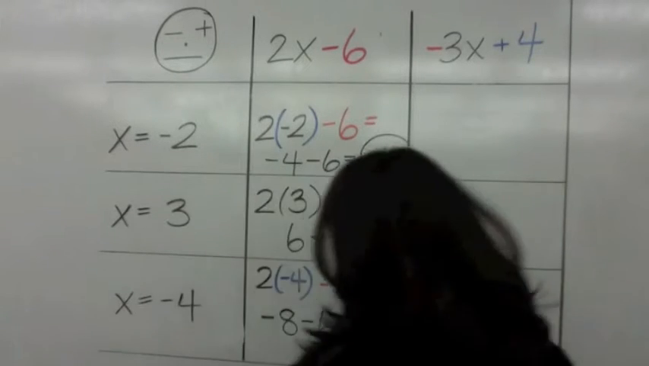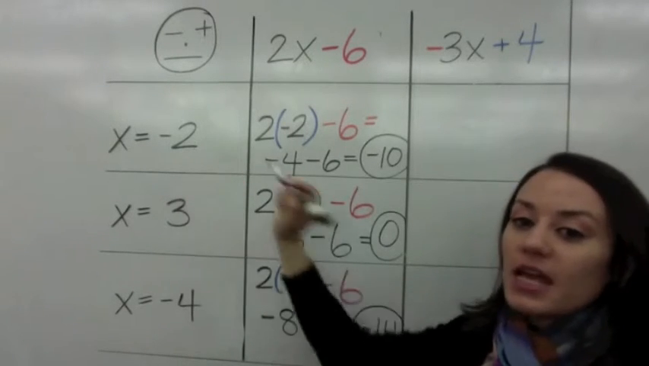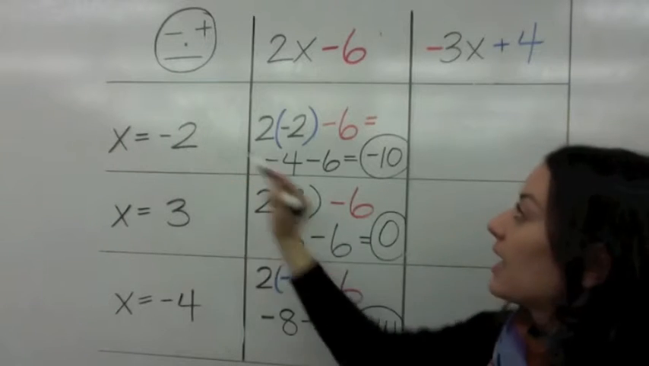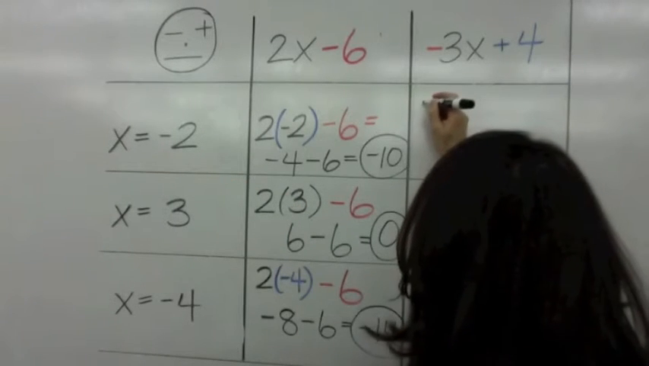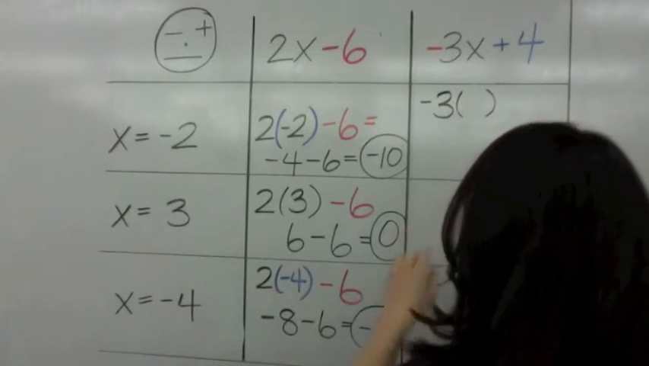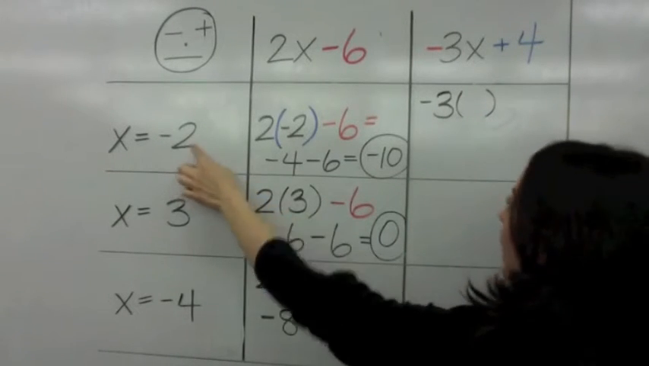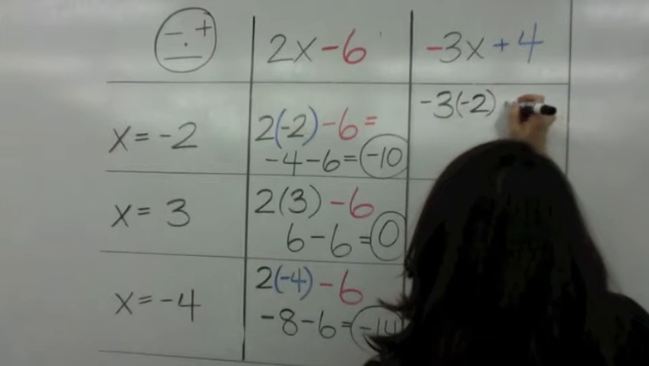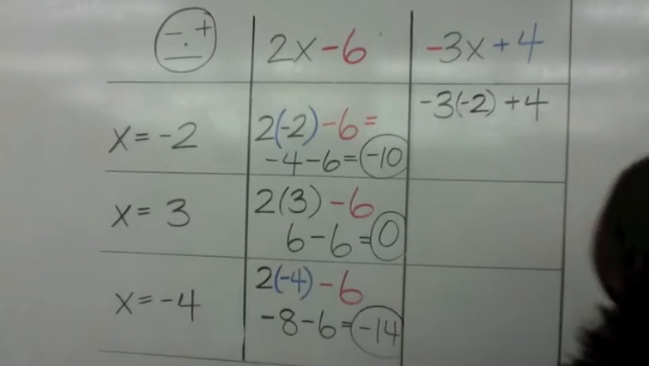The first value we're going to substitute is x equals -2. What does it equal? -2. So we're going to say, all right, this is a -3, we're going to multiply it in parentheses. What goes here? -2. Then we're going to add 4 to that.